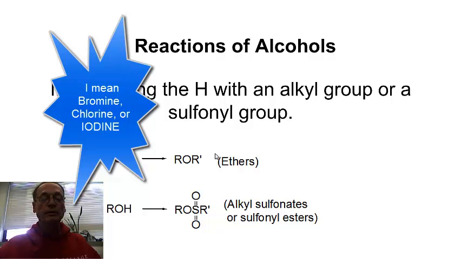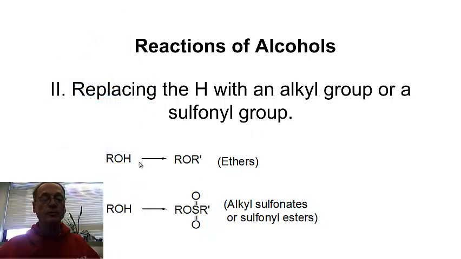Second major type will be where we don't replace the whole OH group, we just replace the hydrogen of the OH group. And there are two things that we can replace the hydrogen with. One is another alkyl group, in which case we get ethers. And the other is we can replace the hydrogen with this fancy group, S double bond O, and then another carbon group. That's called a sulfonyl group. And so we make sulfonates, sometimes called sulfonyl esters. And you'll learn more about those in another video, but we'll talk about how you make these today.